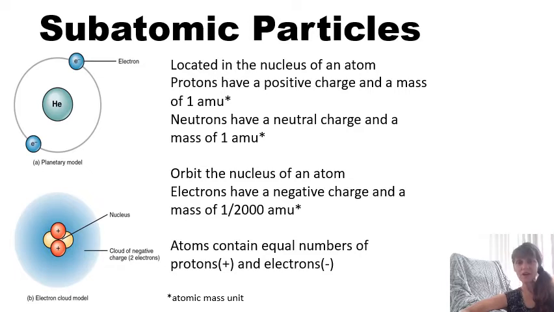If you look on this slide, you'll notice that protons have a mass of 1 atomic mass unit. Neutrons have a mass of 1 atomic mass unit. Electrons, as I've mentioned earlier, are so tiny that they only have a mass of 1/2000th of an atomic mass unit.